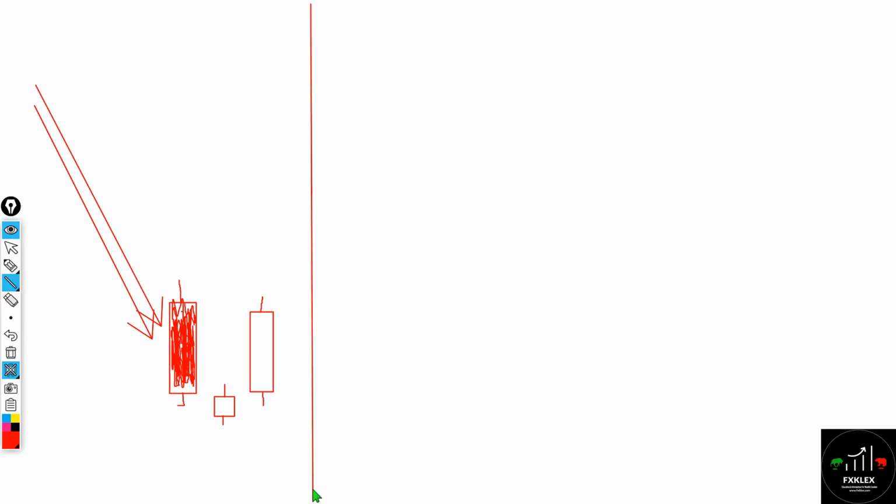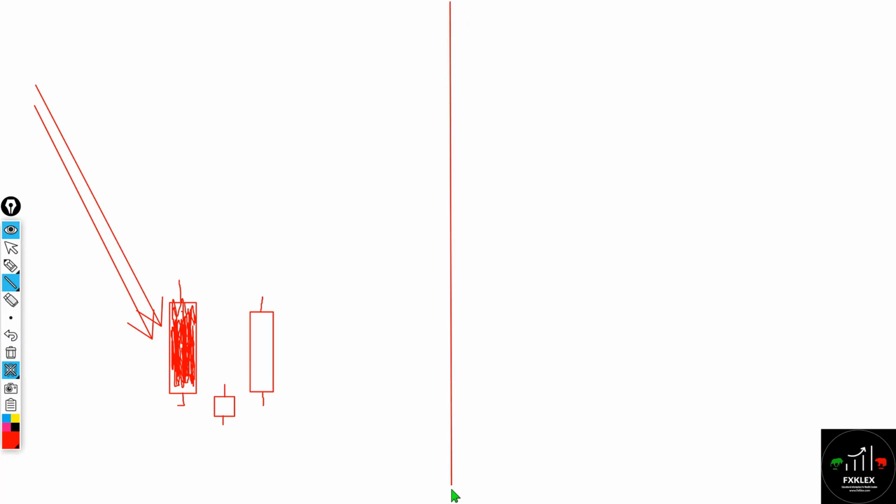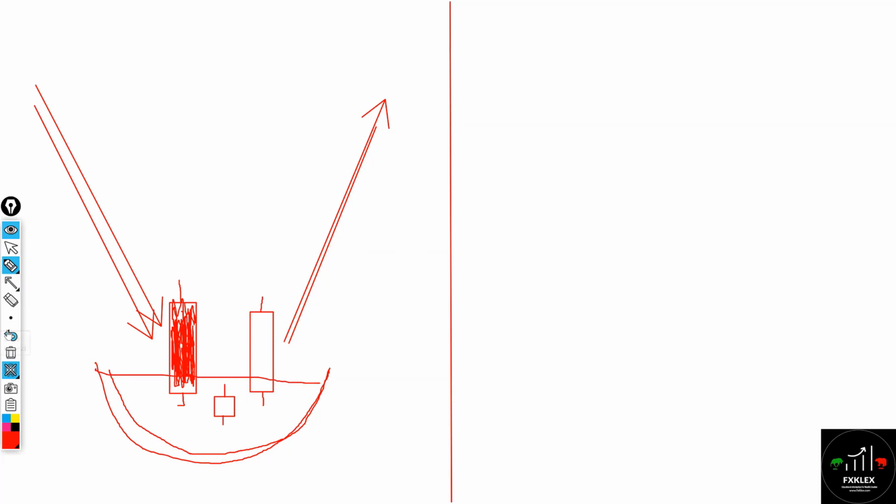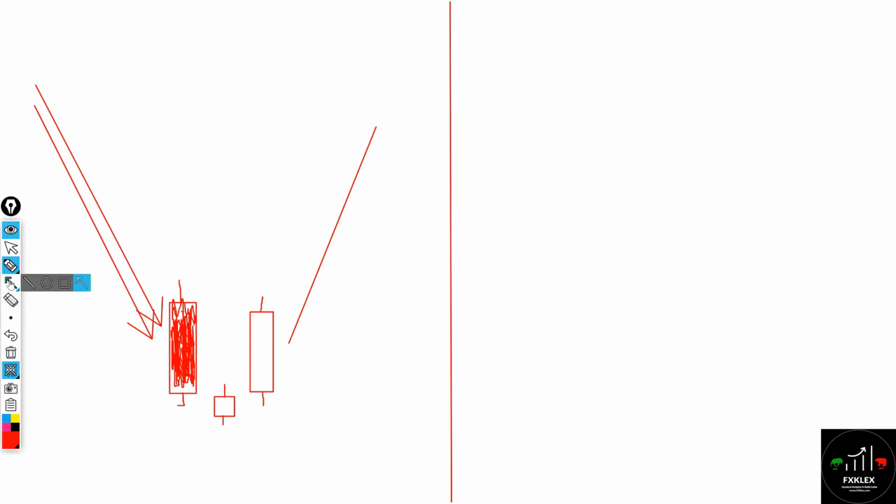Whenever you see this on your trading chart, it's an indication that price is making a plan to move in an upward, bullish trend. So it's a reversal candle formation, showing that price is about to change direction.